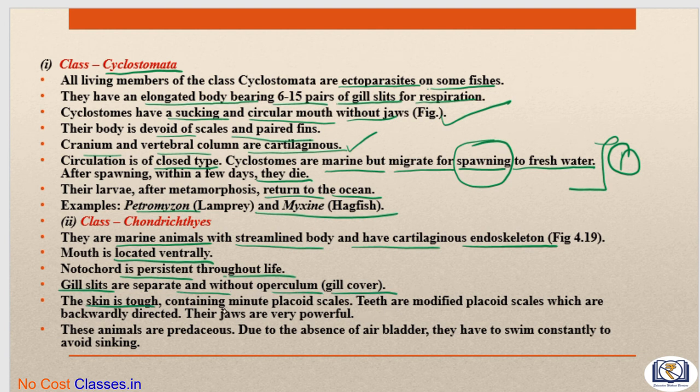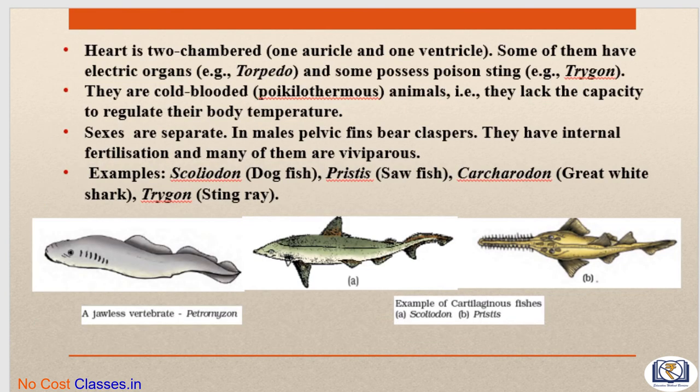The skin is tough, containing minute placoid scales, and teeth are modified placoid scales, which are backwardly directed, and the jaws are very powerful. These animals are predaceous, and due to the absence of the air bladder, very important point about this, they have to swim constantly to avoid sinking. To maintain buoyancy, ye lagatar swim karte rehte hain.